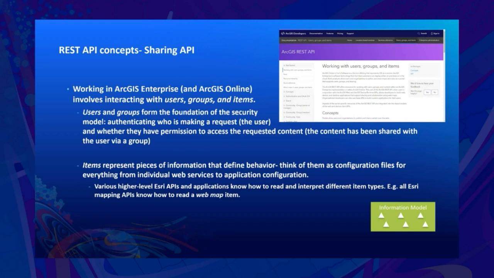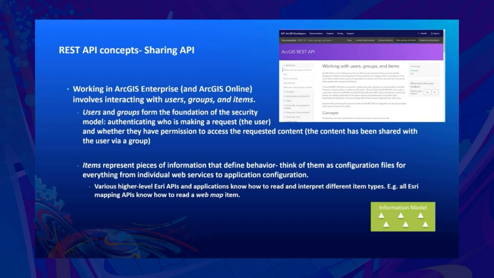So when we're looking at that top REST API, the sharing API that comes from the Enterprise portal, it's all about working with users, groups, and items. And those users, groups, and items really form the logical foundation of the system. Users and groups is, of course, what forms the foundation of the security model itself. The system already knows who is making a request. After all, you've authenticated to the system.